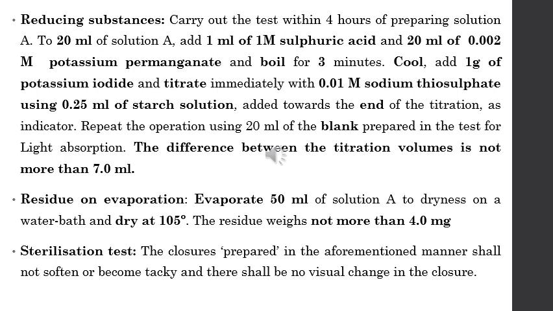Similarly, we'll process 20 ml of blank and then we'll check the titration reading. So the difference in the titration reading should not be more than 7 ml. Next test is the residue on evaporation. Here we evaporate 50 ml of solution A to dryness on a water bath, and we do it at 105 degrees Celsius, and the residue weight should not be more than 4 mg.